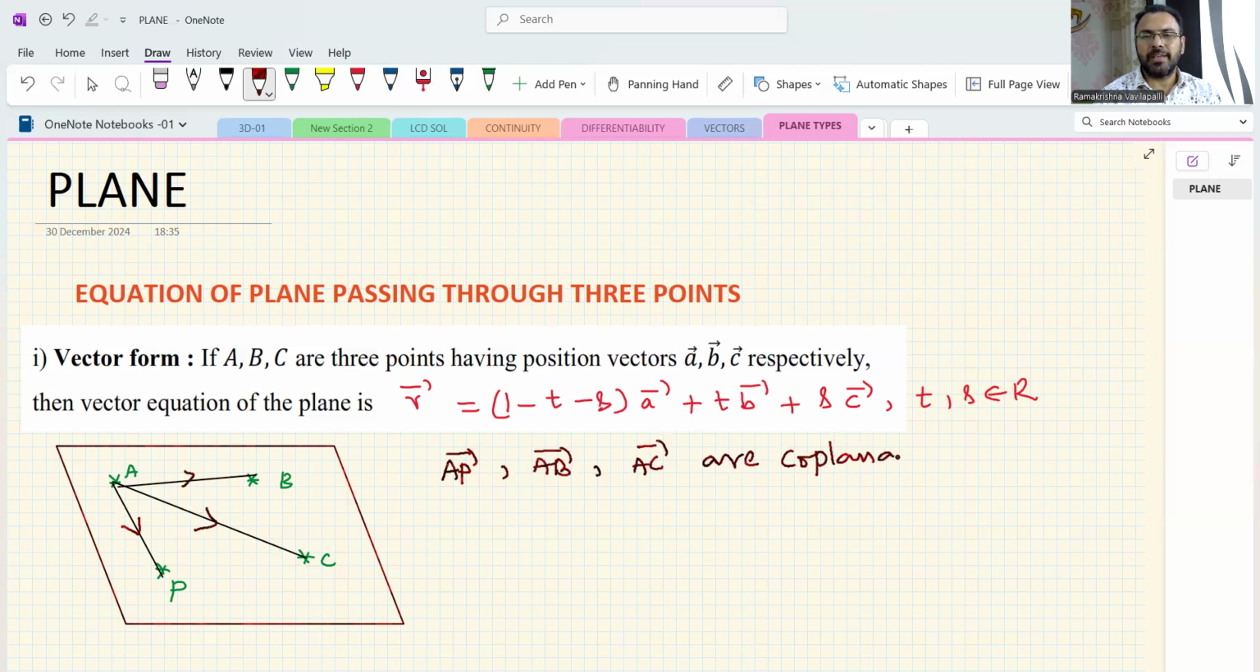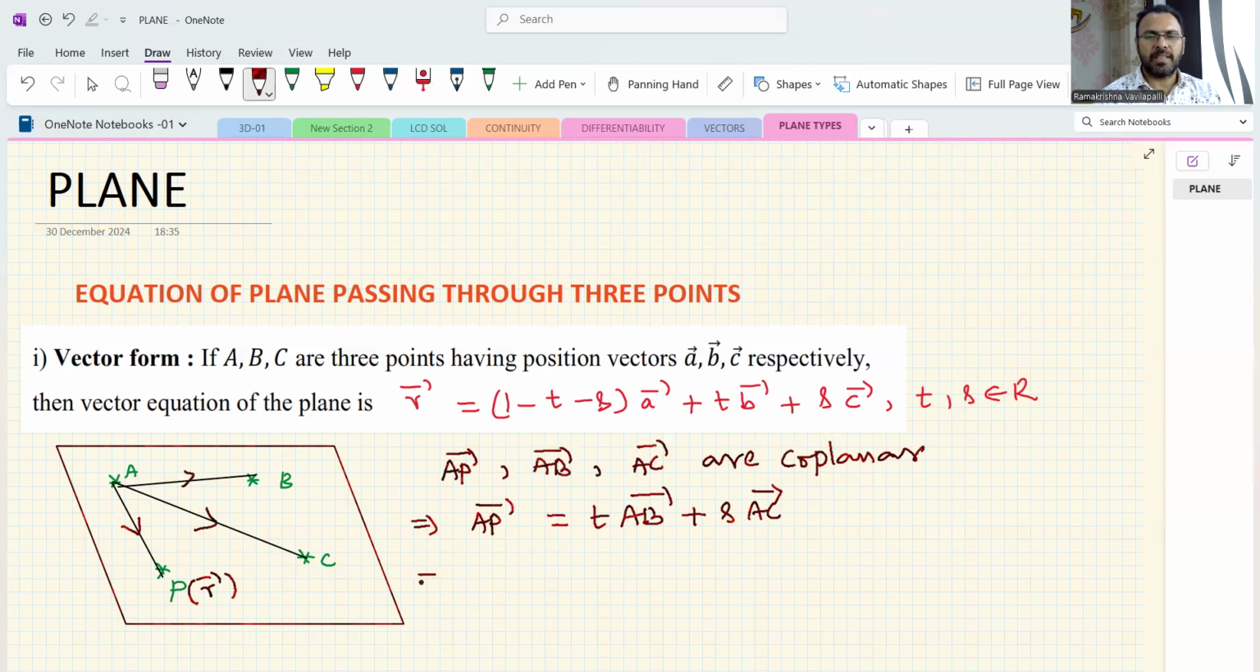If R bar is any vector in the plane of B bar and C bar, then it can be written as a linear combination of B bar and C bar. That is, R bar is equal to X A bar plus Y B bar for some scalars X and Y. So you can write that AP bar equal to some T into AB bar vector plus some S into AC bar vector. Here we always take this P as an R bar vector, that is a variable xi plus yj plus zk.